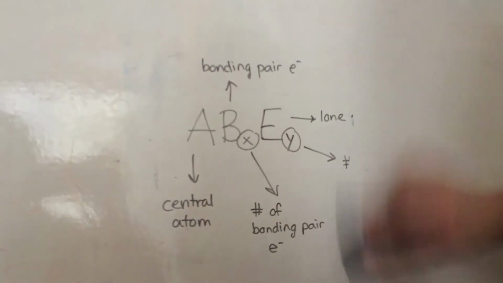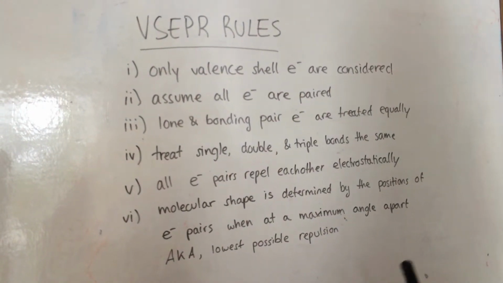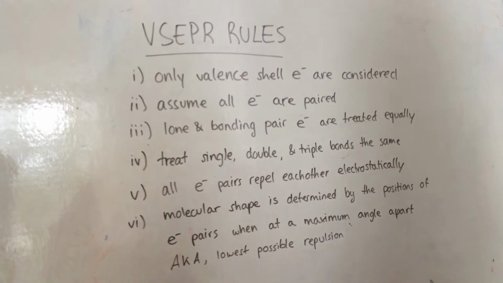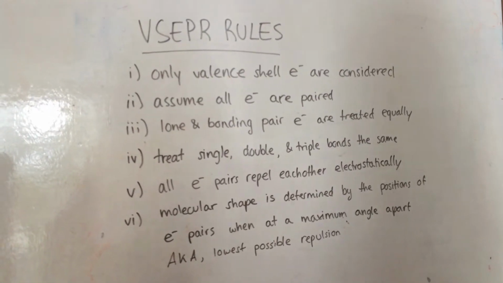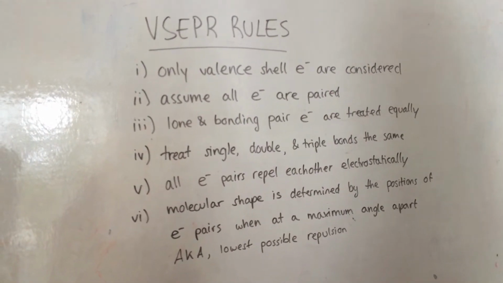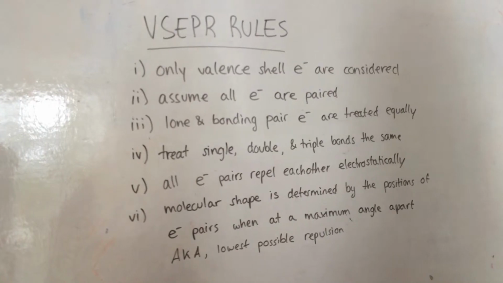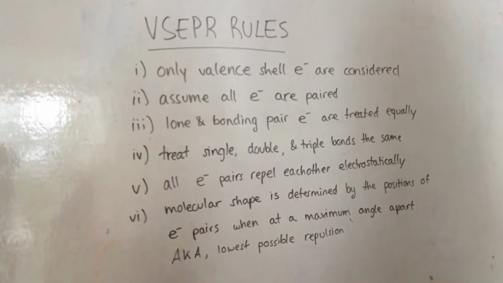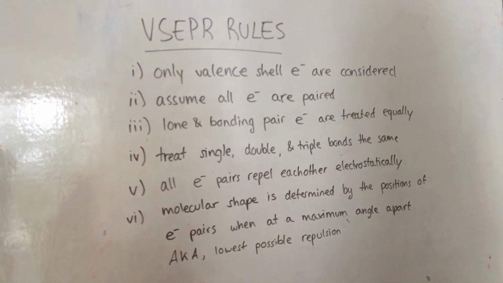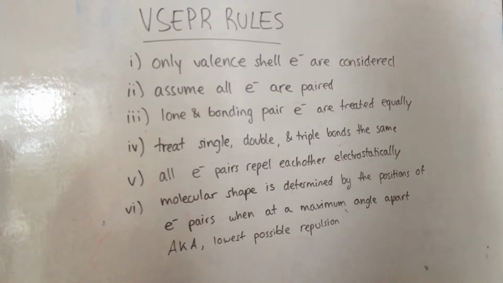Now we're going to talk about VSEPR rules. So these are the following VSEPR rules. Only the valence shell electrons are considered, and this applies for both the lone pair and the bonding pair electrons. The second rule is to assume that all electrons are paired. The third one is that lone and bonding pair electrons are all treated equally. Although lone pair electrons do repel each other a little bit more intensely than bonding pair electrons, we still treat them as equal.